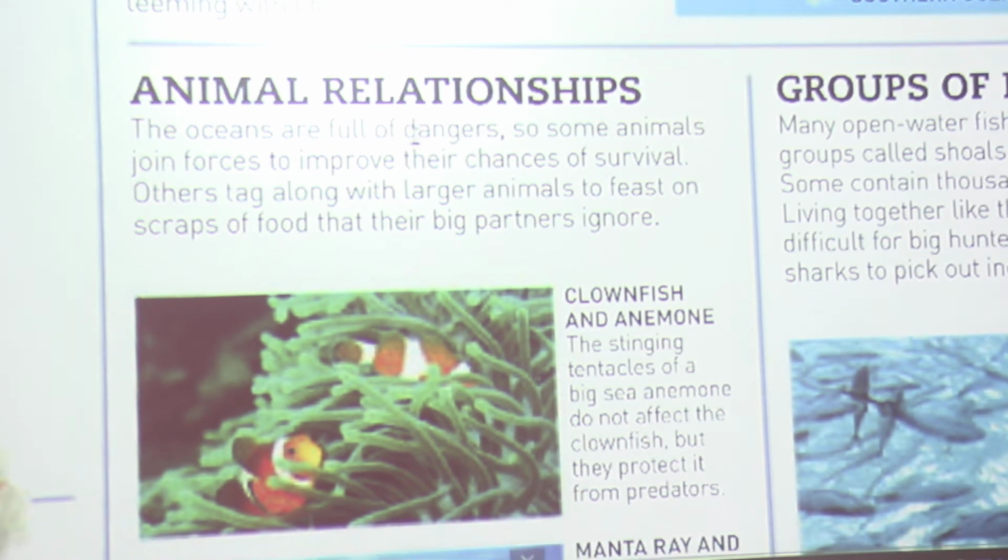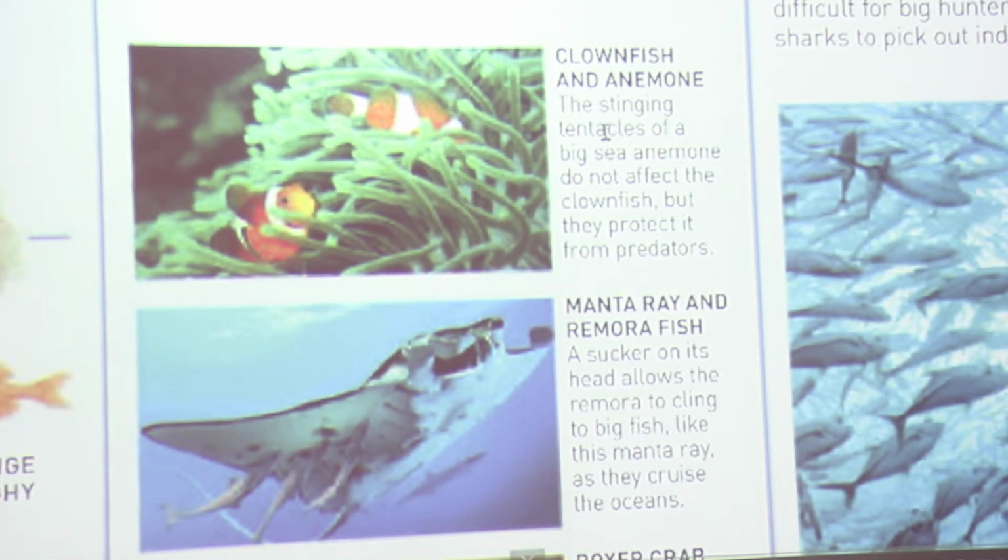The oceans are full of dangers, so some animals join forces to improve their chances of survival. Others tag along with larger animals to feast on scraps of food that their big partners ignore. Now, let's see clownfish. I'm not going to get into that in much detail because you can already see it. The clownfish and anemones: as we already covered earlier, the stinging tentacles of big sea anemones do not affect the clownfish, but they protect it from predators. That's why they hide there.